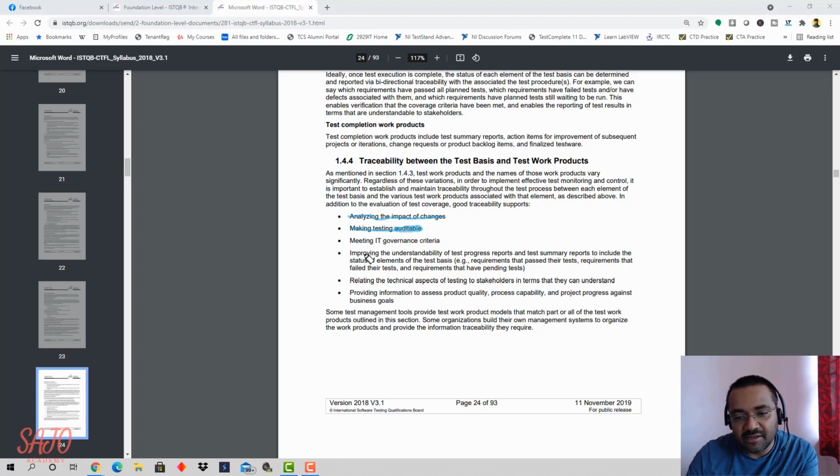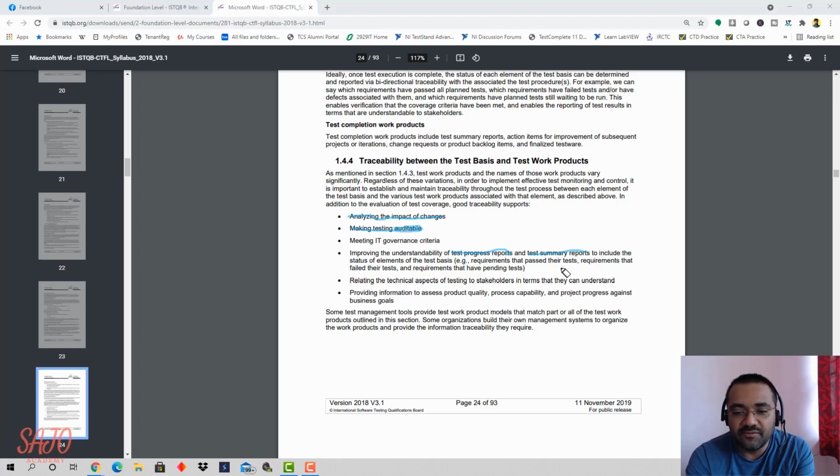Then the next objective is improving the understanding of the test progress report and the test summary report. So how can you improve the understanding of this? Let me give you an example. Let's consider you have 100 test cases in your project. So for a particular test type you have 100 test cases. You have executed all these 100 test cases and you are summarizing the report. And you are saying, okay, 80 of the test cases pass and 20 test cases fail.